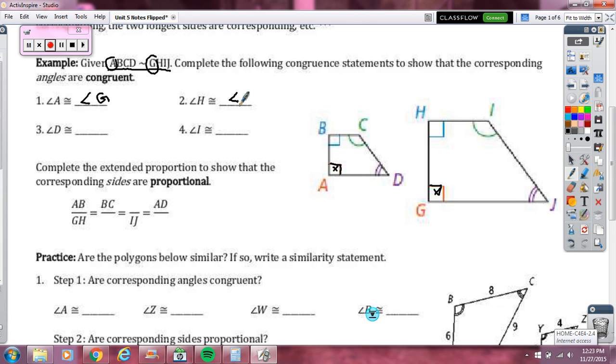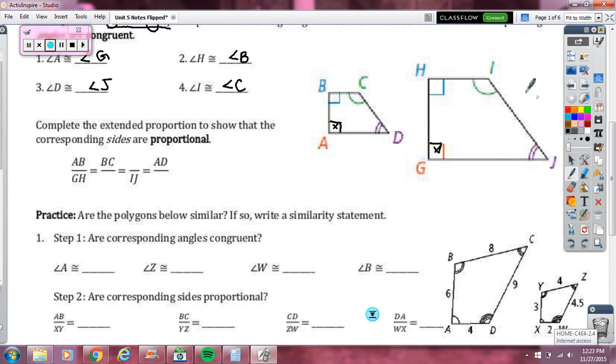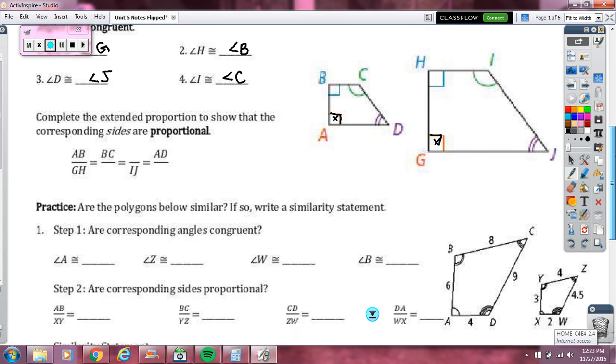So like H would go with B, D would go with angle J and be congruent, and then I would go with angle C and be congruent. So that's step one, is check and make sure that all the matching angles are congruent to each other.